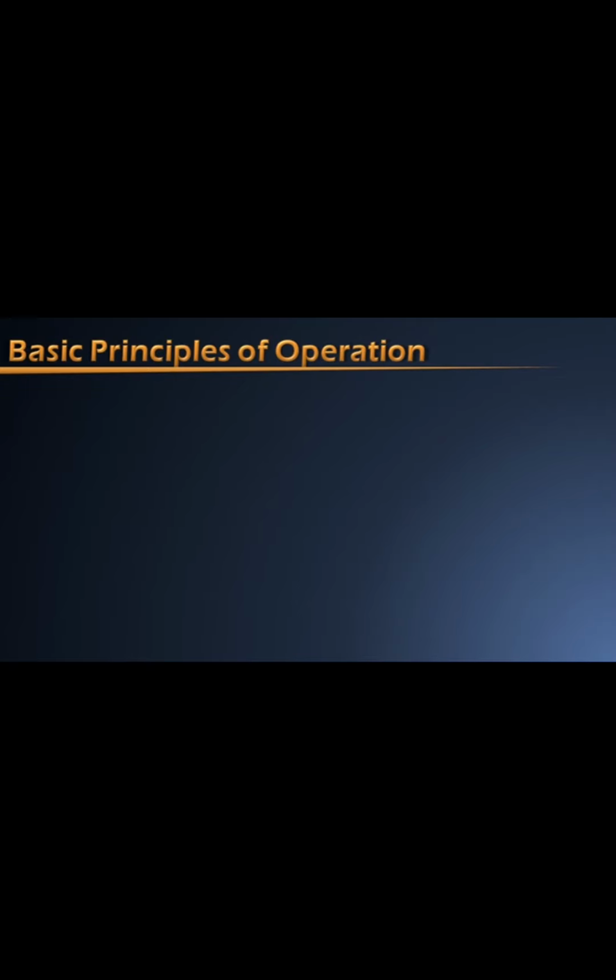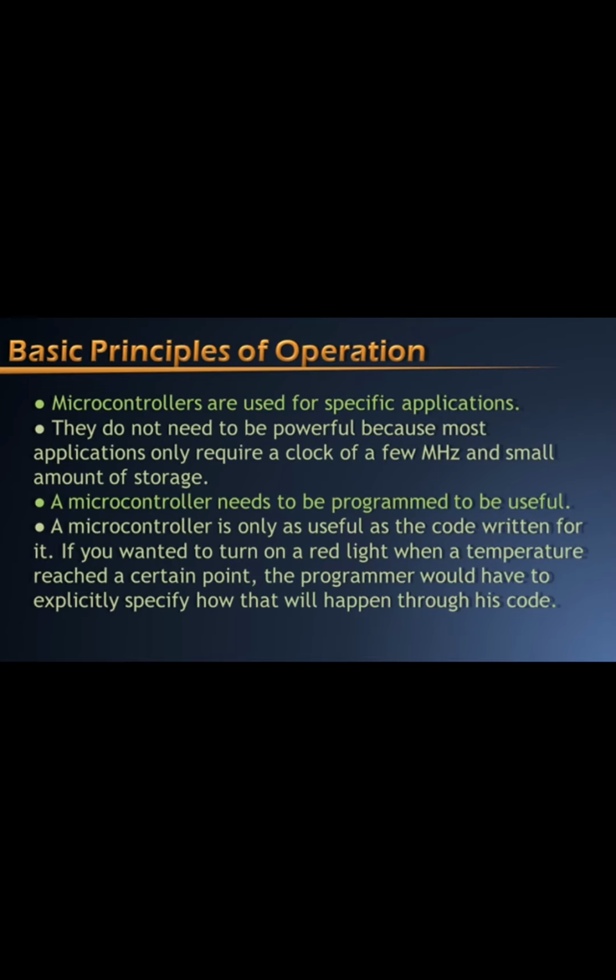Basic principle of operation: these microcontrollers are used only for specific applications. They do not need to be powerful because most applications only require a clock of a few megahertz and a small amount of storage. Microcontrollers need to be programmed to be useful. A microcontroller is only as useful as the code written for it.